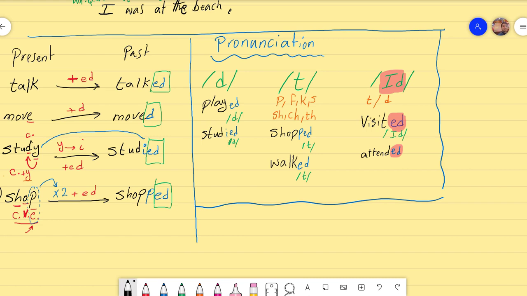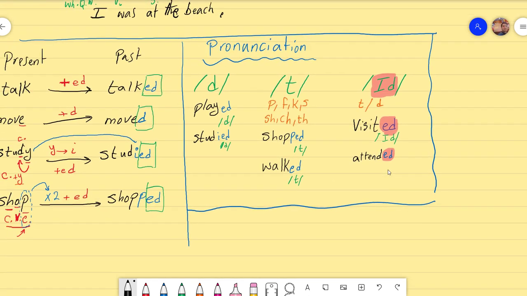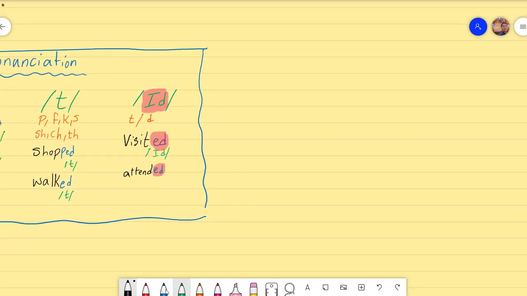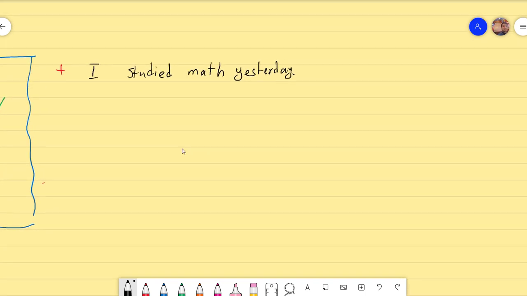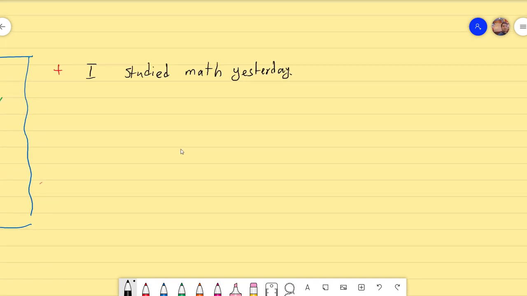Okay, now let's make some sentences. Let's start with a positive sentence. Now, a positive sentence, for example, I studied math yesterday. Let me just fix this so we have more space. Okay, so I studied math yesterday.